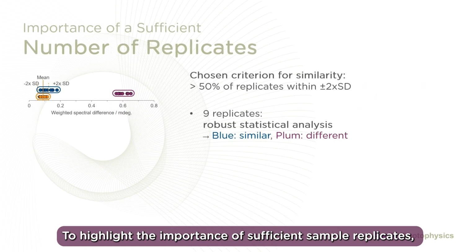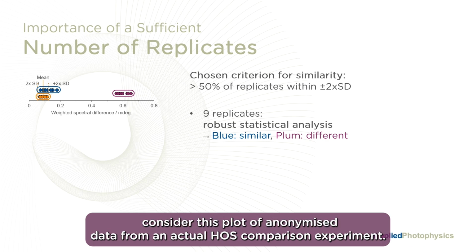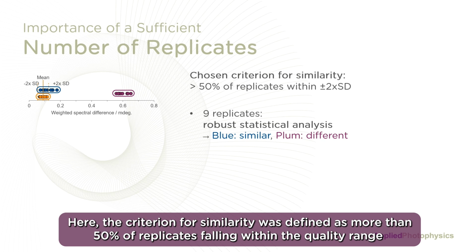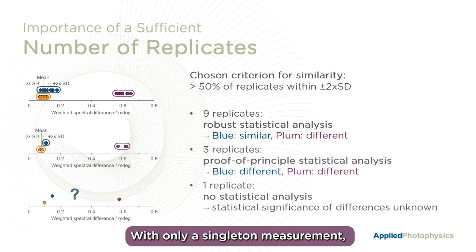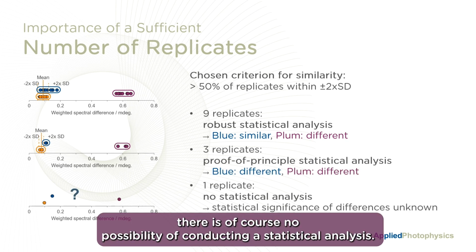To highlight the importance of sufficient sample replicates, consider this plot of anonymized data from an actual HOS comparison experiment. Here, the criterion for similarity was defined as more than 50% of replicates falling within the quality range based on plus or minus 2 standard deviations. With only a singleton measurement, there is of course no possibility of conducting a statistical analysis.